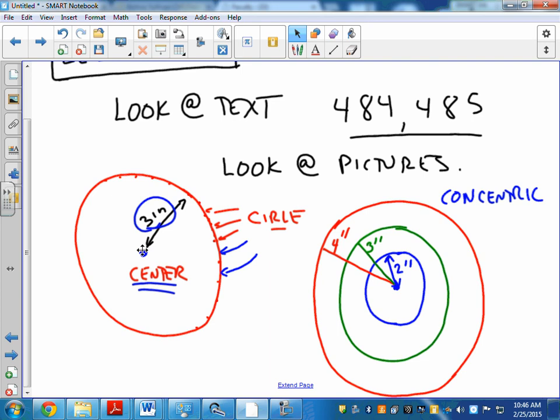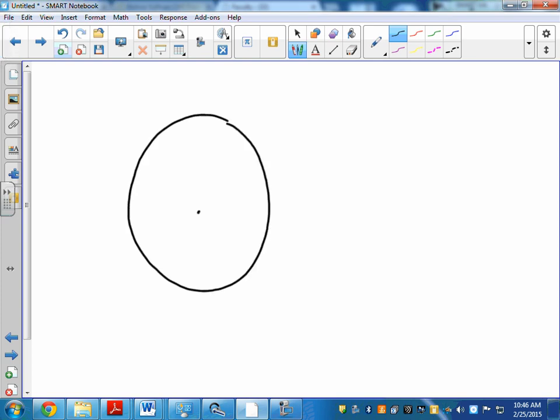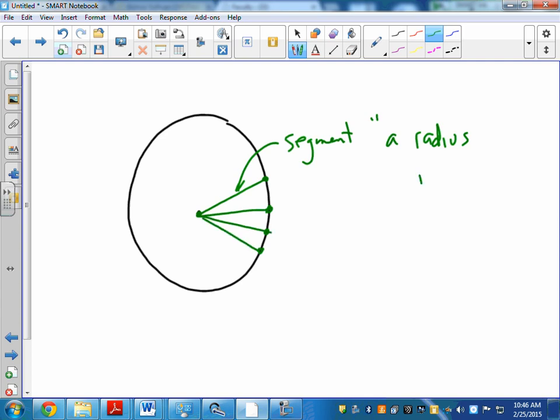Okay, the next definition had to do with the radius and a radius of a circle, two different ideas. A radius is defined as a segment joining the center of the circle and any point on the circle. So this segment is called a radius. And obviously, because there's an infinite number of points on the circle, there are an infinite number of radii, radii being the plural of radius. Okay, so segment is a radius.